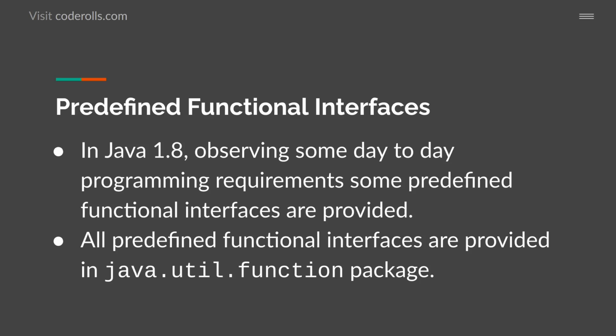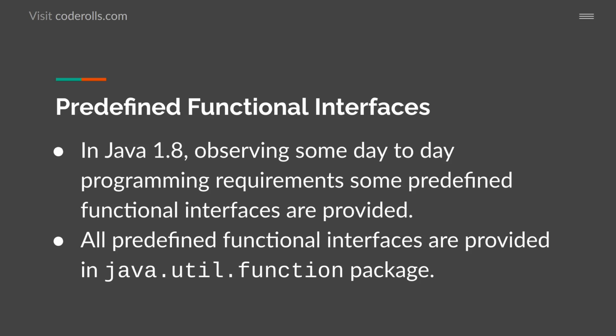Now we have studied the concept of functional interface in the previous video. What is a functional interface? The interface which has only one abstract method. It can have multiple default methods, it can have multiple static methods, but it should have only one abstract method. That interface is called a functional interface. And we know that functional interfaces are used to invoke the lambda expressions.